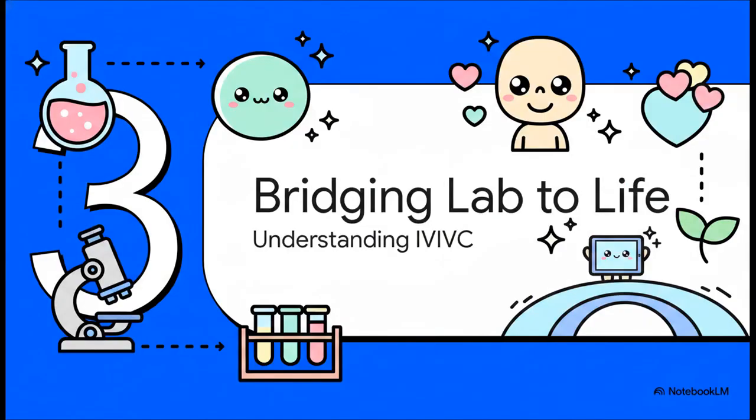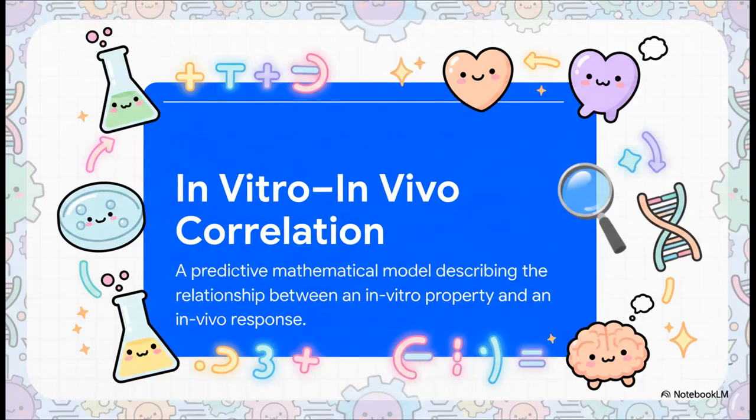Okay, quick recap. We've found the key factors, and we've tested them on an army of virtual people. But there's still kind of one piece of the puzzle missing, right? How do you reliably connect what you see happening in a lab beaker to what's actually going to happen inside a living, breathing person? For that, you need a translator. And that translator has a name: in vitro in vivo correlation, or for short, IVIVC.